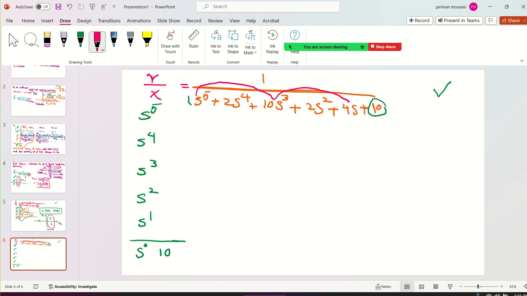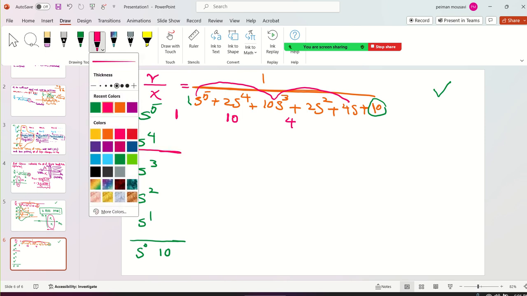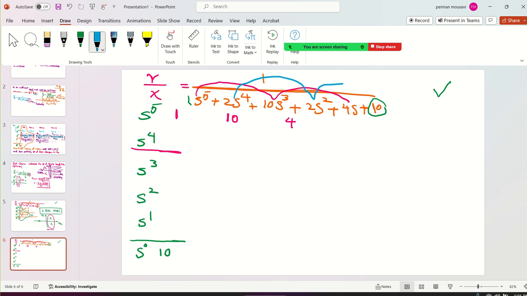First line, s^5 and s^3: you write here 1, 10, and 4. Then s^4, we again take from here, change the color: 2, 2, 10.